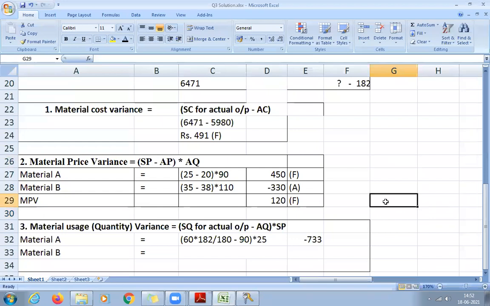Others, anybody else? How much are you getting? Please confirm. All of you are getting minus 733. Yes, sir. Now B, how to calculate for B?